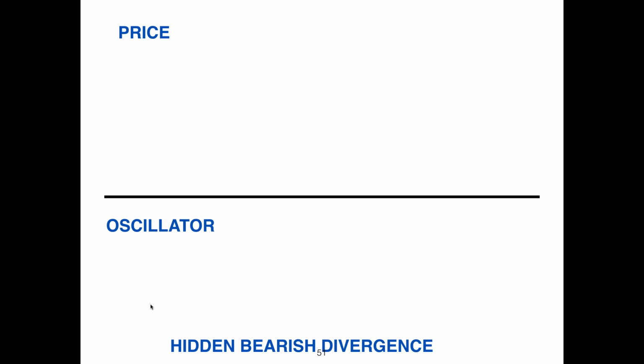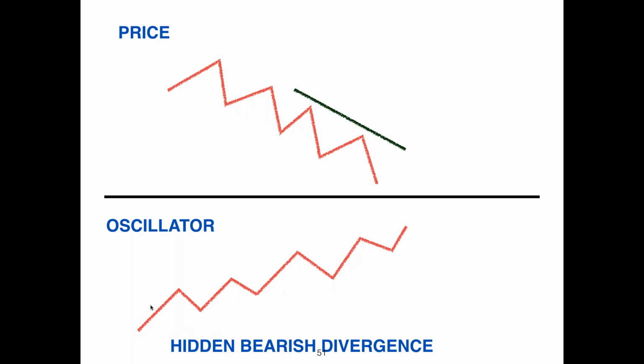Here's an example of a hidden bearish divergence illustrated. This is price making lower highs. This is the oscillator making higher highs. This is a bearish hidden divergence. The major trend is down.